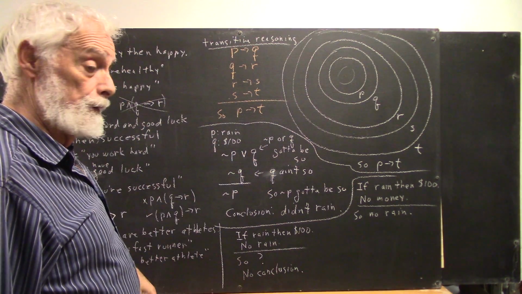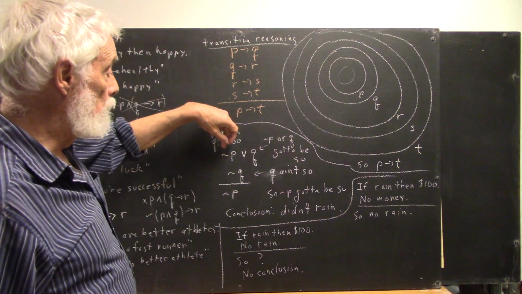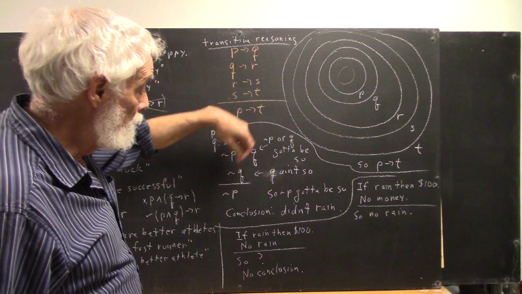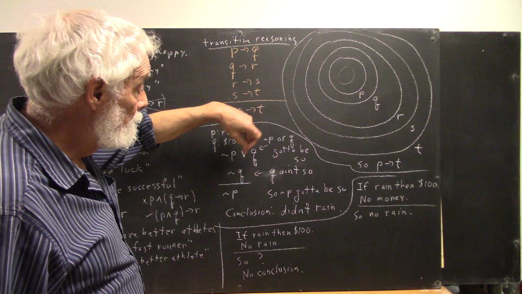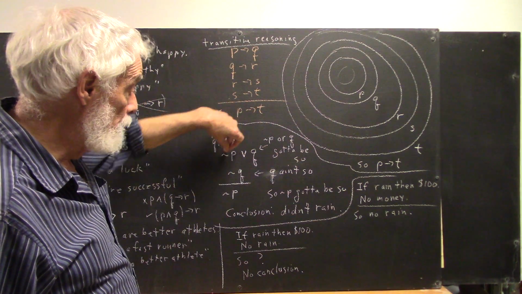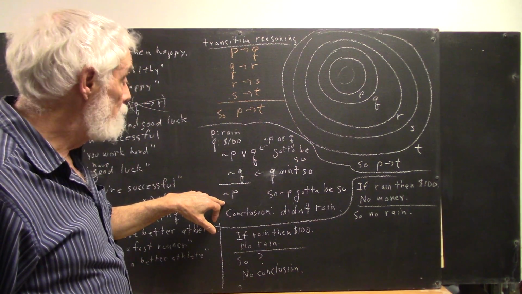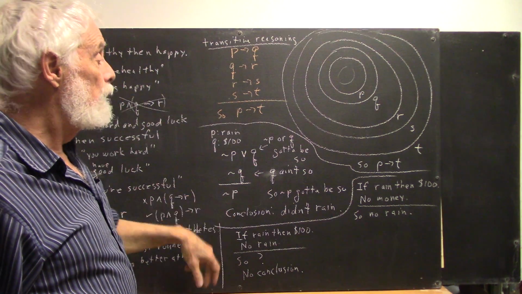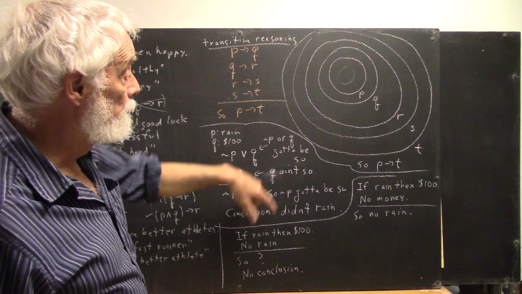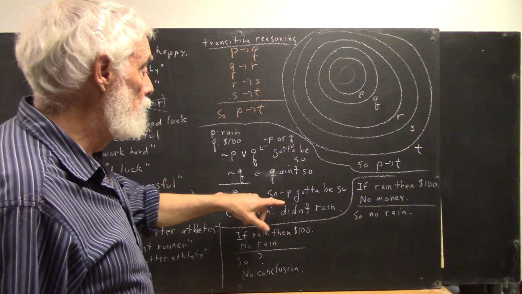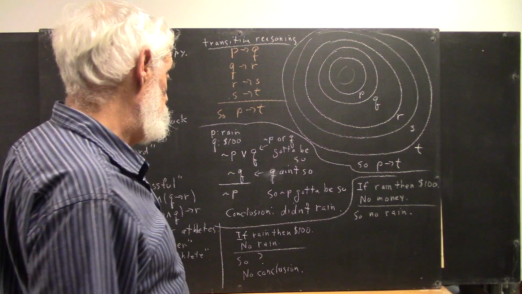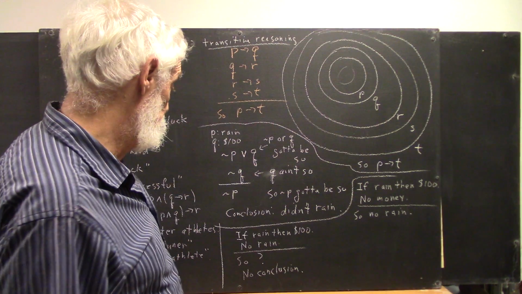Now, what does that tell you? Well, if it's going to be this or this, this says that it's not this. It's got to be one of the two. If it's not this one, it's got to be this one. So your conclusion is not P. Okay? It's either got to be not P or Q. Q isn't so, so not P has got to be so. Conclusion, it didn't rain.